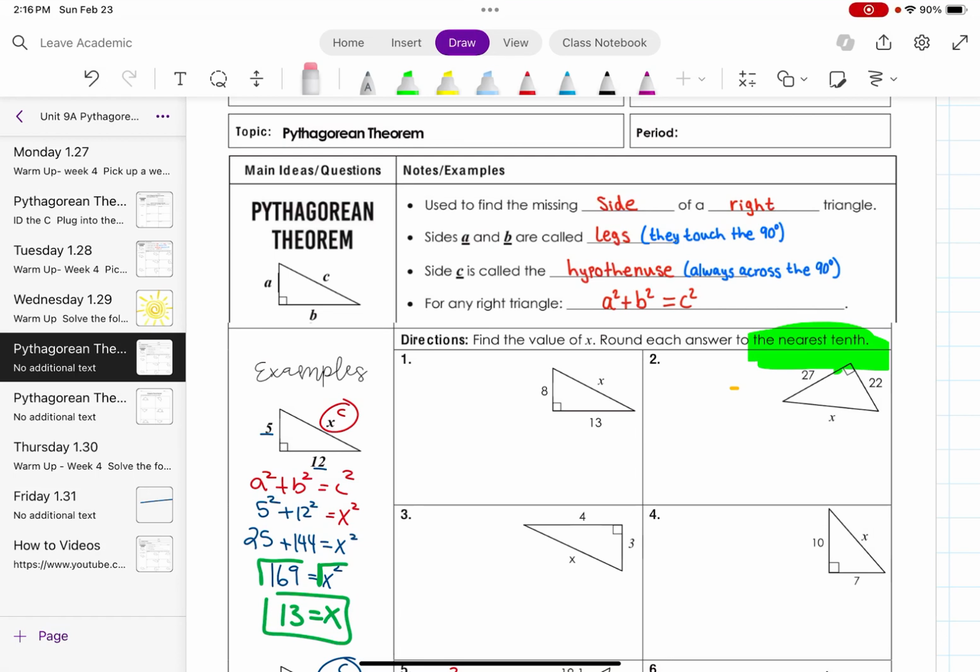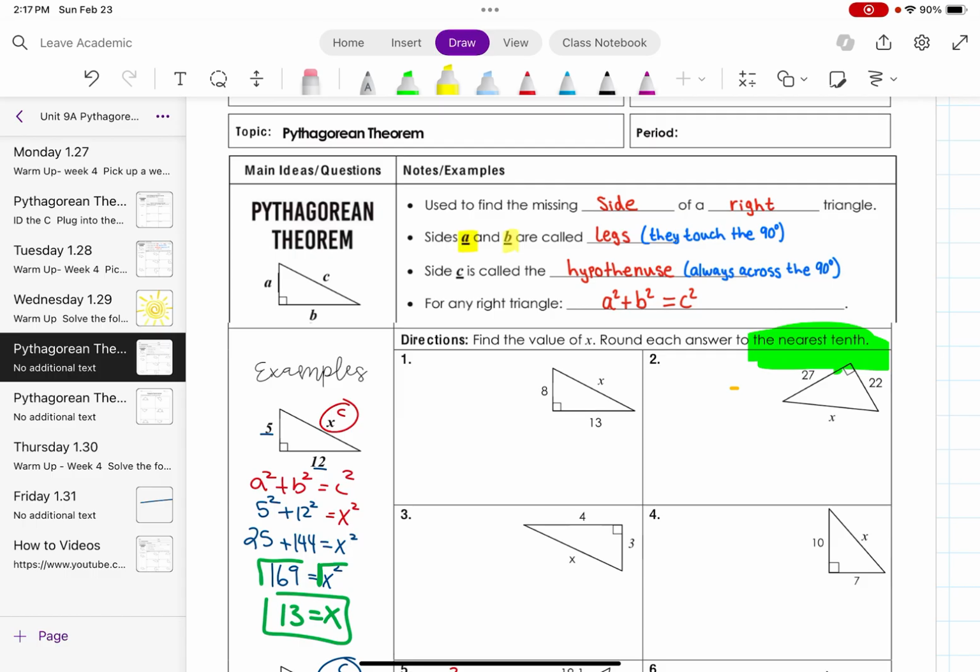In this video, we'll be going over the Pythagorean Theorem and how to use it, okay? Usually you're given two sides for this, and we find the third side using the first two. So, overview: it's used to find missing sides of a right triangle, okay?